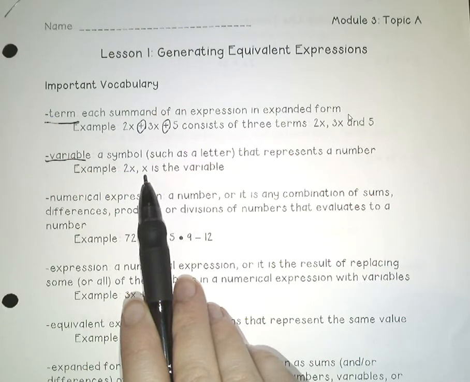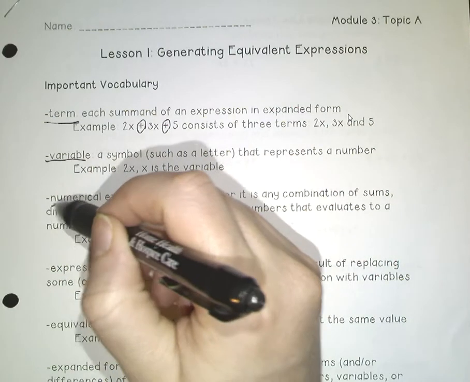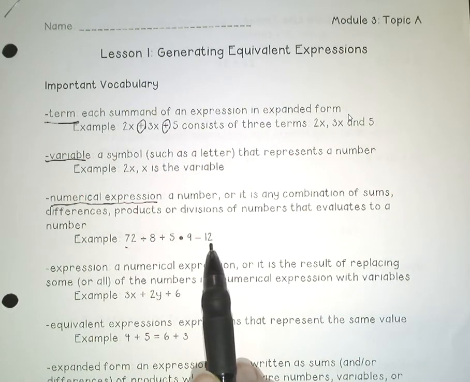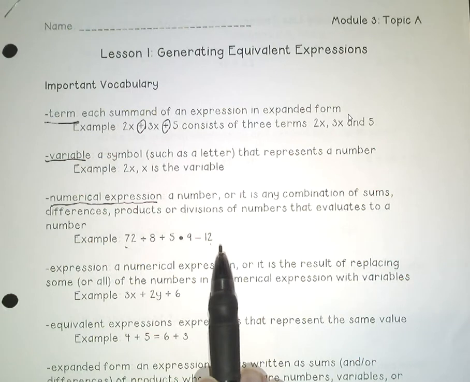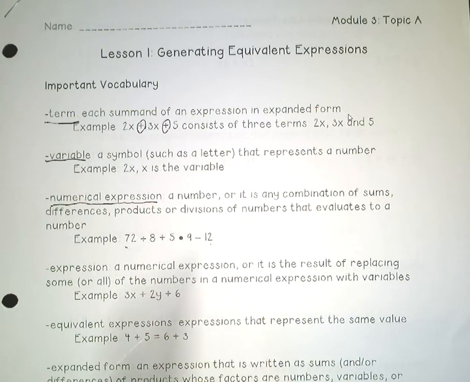Numerical expression is a number, or it is any combination of sums, differences, products, or divisions of numbers that evaluates to a number. So numerical expression is a number problem that consists of numbers, just numbers. And an expression doesn't require an equal sign. So this is just an expression. When we have an equal sign, it will be a different word. It will be already an equation.